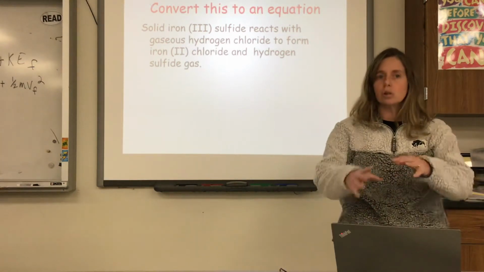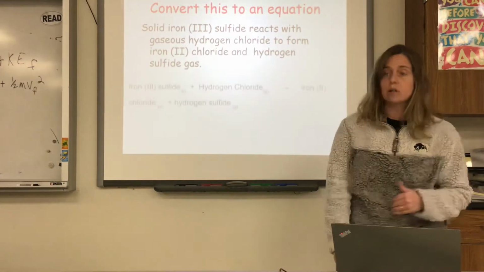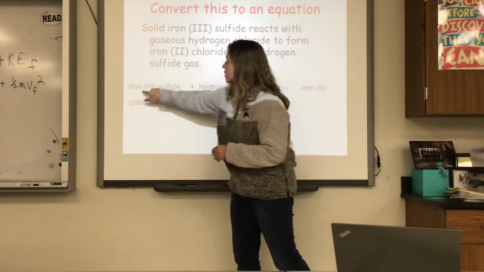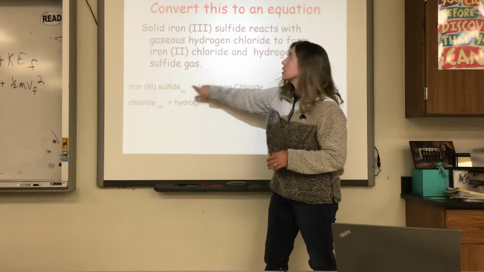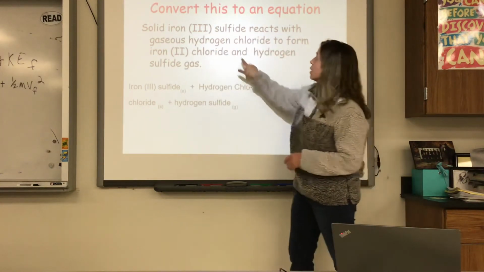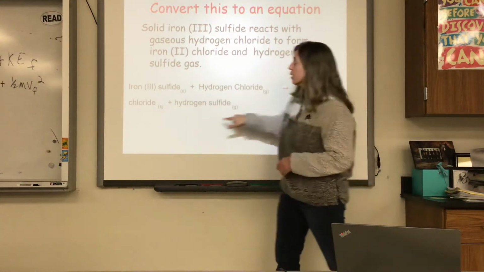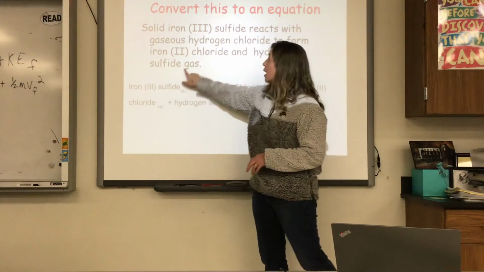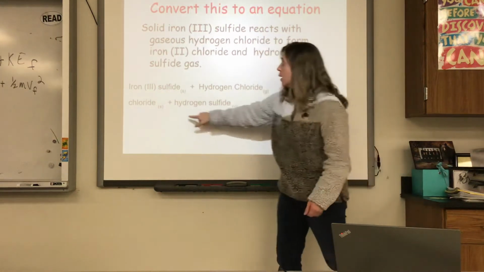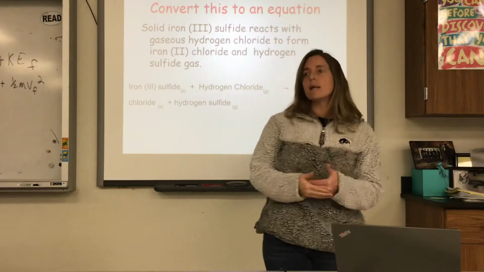Now, Monday you took that sentence and transferred it into a word equation, which is what you see here. So I took this sentence and said, okay, I have iron 3 sulfide plus, because that's your reacts with, hydrogen chloride, right? To form. To form is your arrow. Iron 2 chloride. And remember, and is also another way of saying a plus sign, plus hydrogen sulfide. So that is your word equation. That's what we did on Monday.